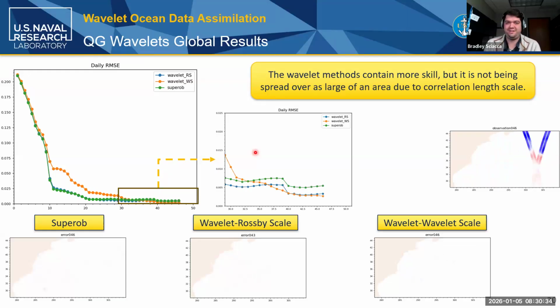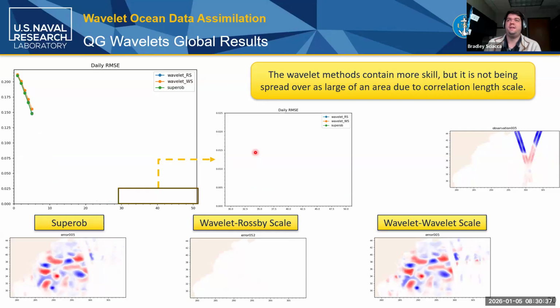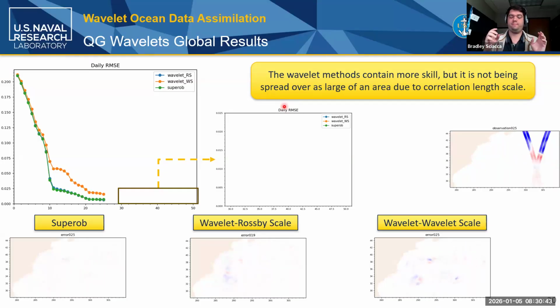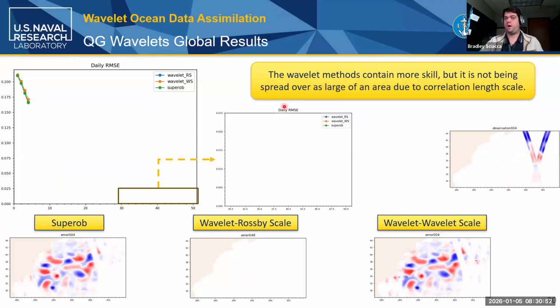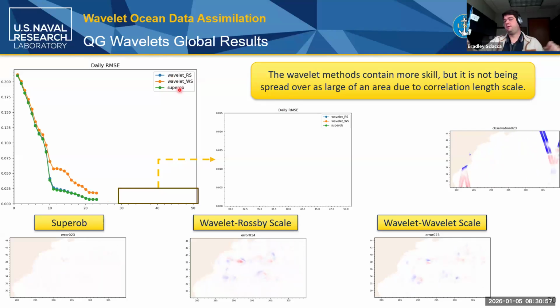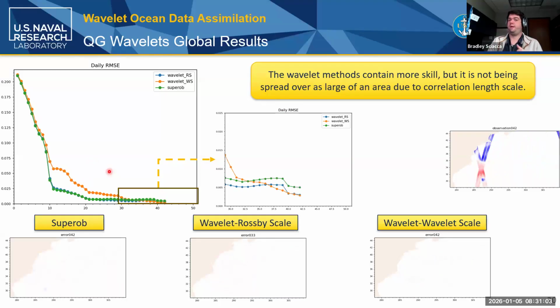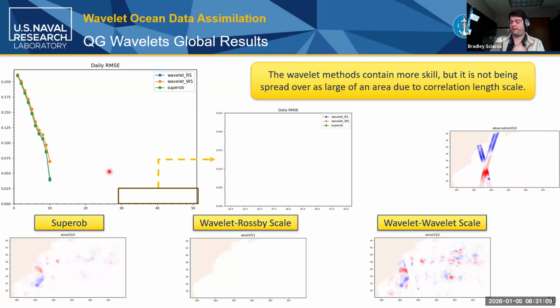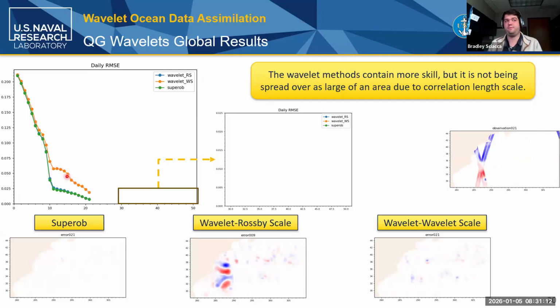And then we did some more thinking and realized that because of the localized nature of the SWOT tracks, and we're modifying the wavelet scale correlation length scale, it's not spreading the increment out as much off the swath compared to the other two, the Rossby scale and the super ob. They're spreading their increments out more. But the wavelet scale is making a better localized correction compared to the other two. And you can see that when we look at the RMSE of just where the SWOT tracks themselves were. Because what we were calculating before was the RMSE globally, or in this whole region.